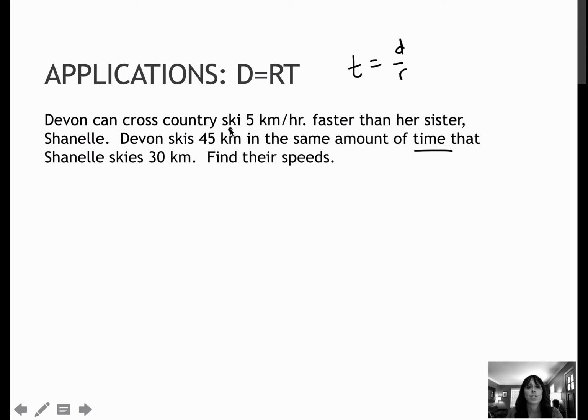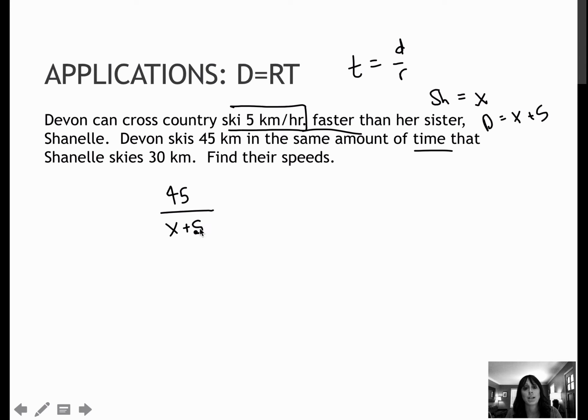So Devin can cross-country ski 5 kilometers per hour faster than her sister. So I'm going to say that Chanel's speed is x, and that Devin's speed is x plus 5. That's the rate. So Devin skis 45 kilometers, that's her distance, divided by her speed of x plus 5. And then Chanel is 30 over x. So distance over rate. And then we cross multiply.